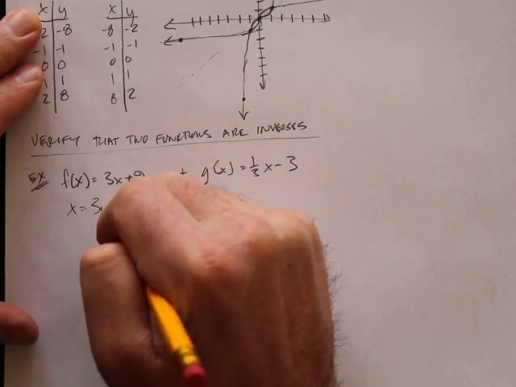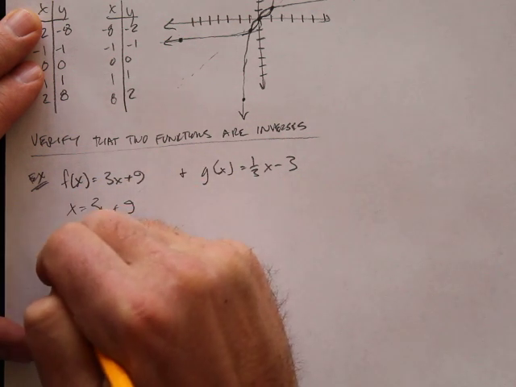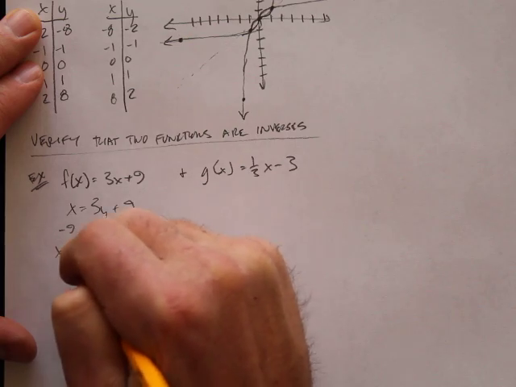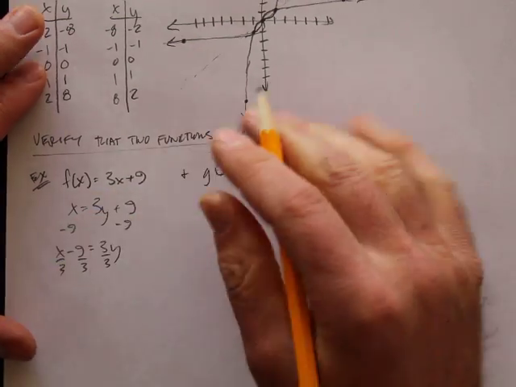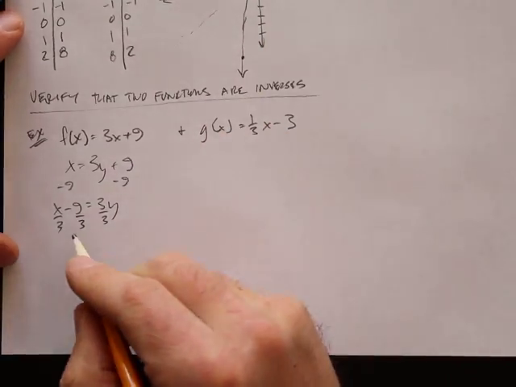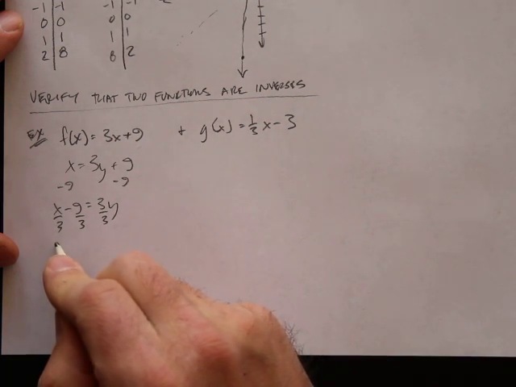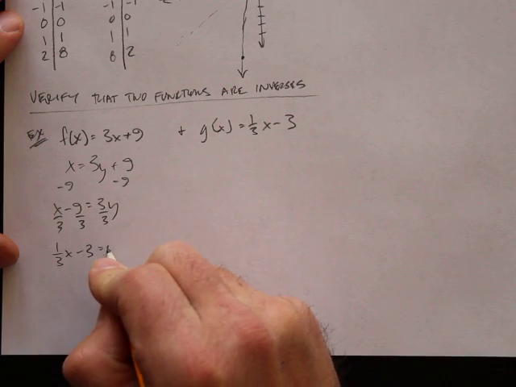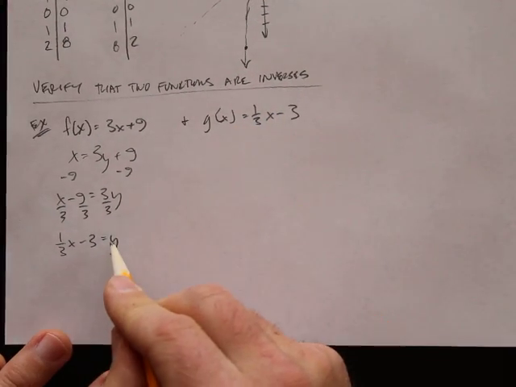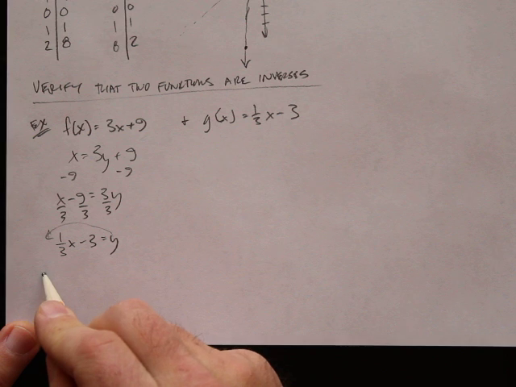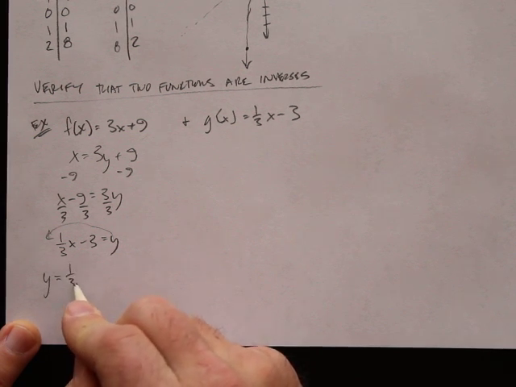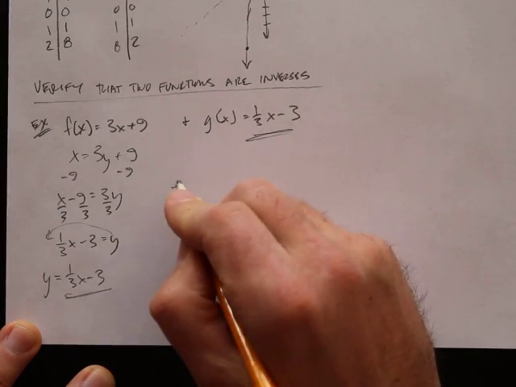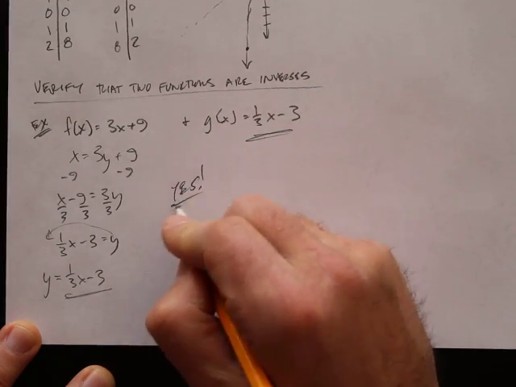So I'm going to subtract 9 from both sides. So I've got x minus 9 equals 3y. I've got to divide by 3. All of the terms get divided by 3. And so now I've got 1/3 x minus 3 equals y. Now I can just take this y and put it over here, right? Y equals 1/3 x minus 3. Hey look, they're the same. Yes, these are inverses.